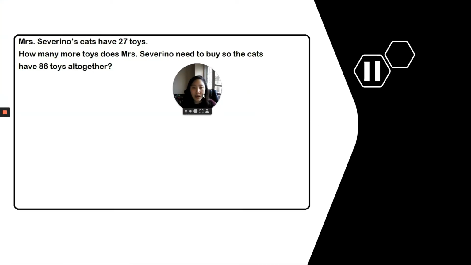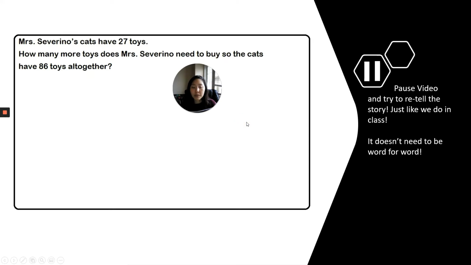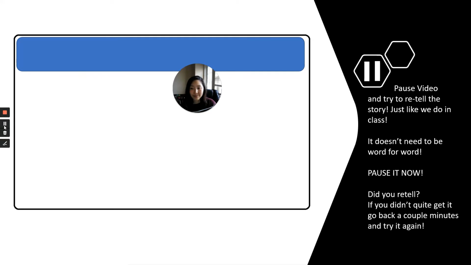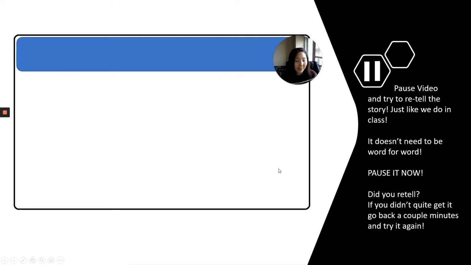And now we're going to hop right into our retelling. Remember that you can always go back a couple seconds to look at the problem if you need a real refresher. And it doesn't need to be word for word, but you do need to make sure that you are telling the correct information. That Miss Severino's cats has 27 toys. How many more toys does Miss Severino need to buy so the cats have 86 toys altogether? I'm going to hit this pause button in 2 seconds, and you're going to pause and tell me. Ready? All right, great job with that.